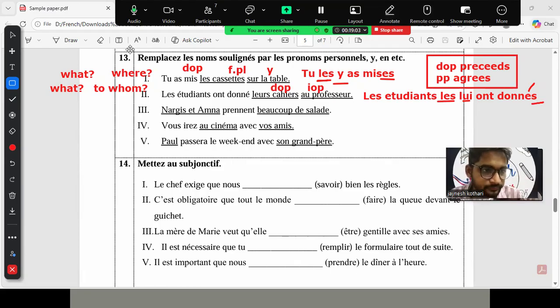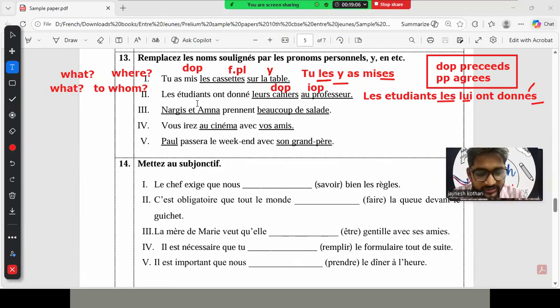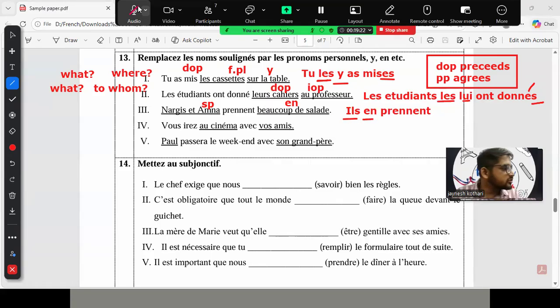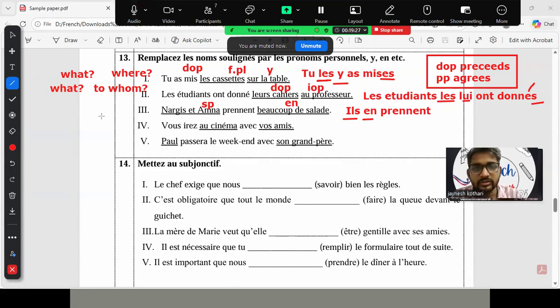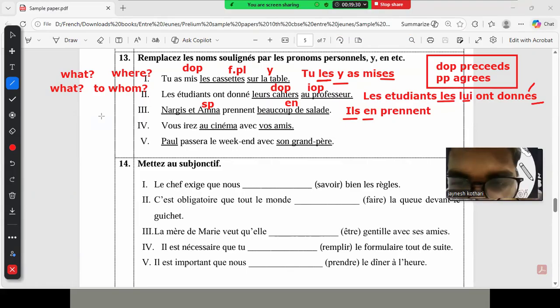Third one, Nargis and Anna. So this is our subject pronoun, okay? It is starting with ils. Ils prennent beaucoup de salade. Whenever there is quantity, en will come, okay? So: ils en prennent. Ils en prennent, okay? They are taking some. Ils is the subject pronoun. The subject pronoun placement will not change, but the en placement will be before the conjugated verb.